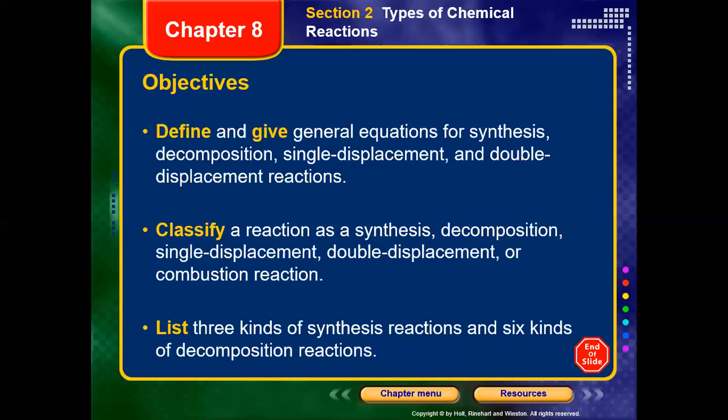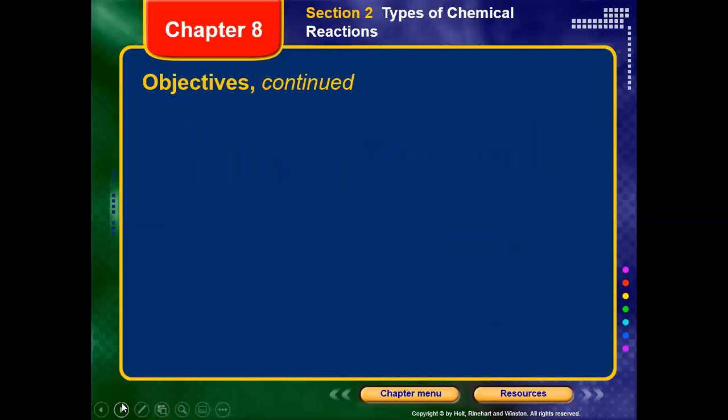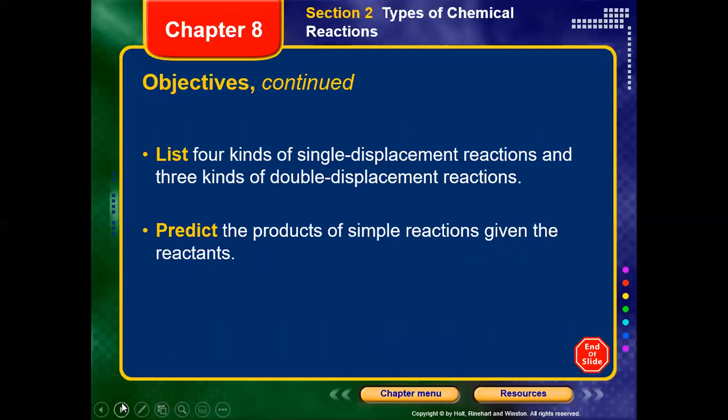In part 2, we're going to talk about double displacement and single displacement reactions. We will list 4 kinds of single displacement reactions and 3 kinds of double displacement reactions. We will predict, inshallah, the products of simple reactions given the reactants.